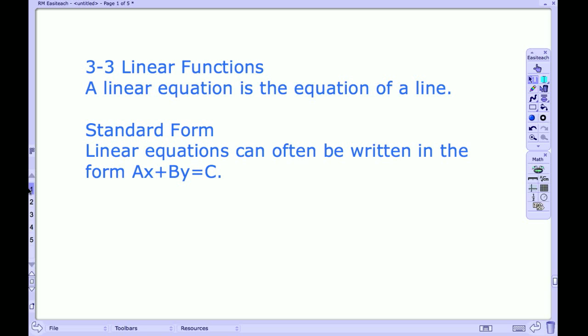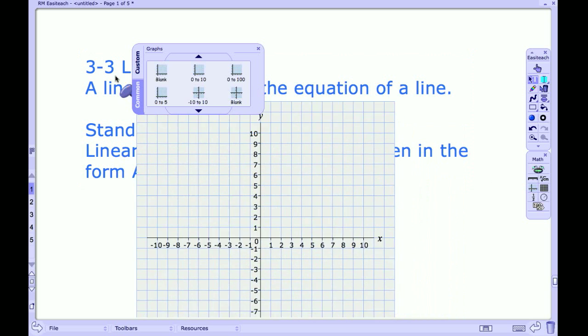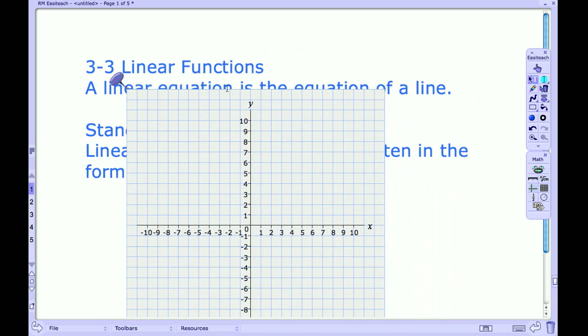When we talk about linear functions, all we're talking about is straight lines. For example, if I were to get a coordinate plane out here, I'll just show you what a linear function would look like on a graph. If I were to just draw a straight line here, anything that is a straight line is a linear function.